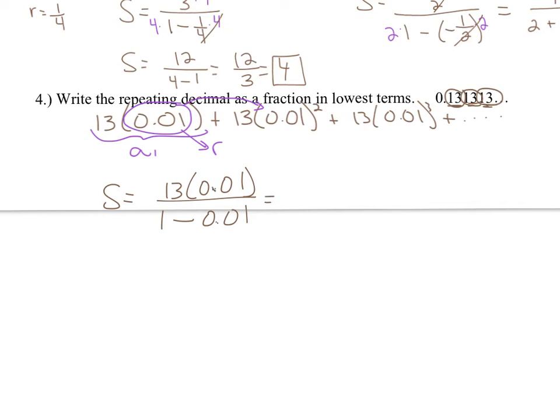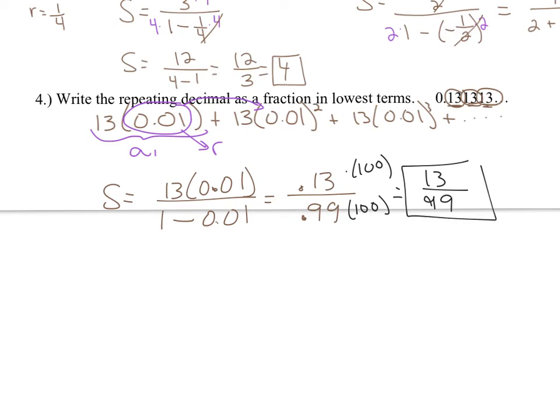So when I multiply through in that numerator, you'll get 0.13. And in the denominator, you'll end up with 99 hundredths. And multiplying both the top and bottom by 100 to clear out the decimal, we end up with 13 divided by 99, which cannot be simplified any further. So that repeating decimal as a fraction is 13 divided by 99.